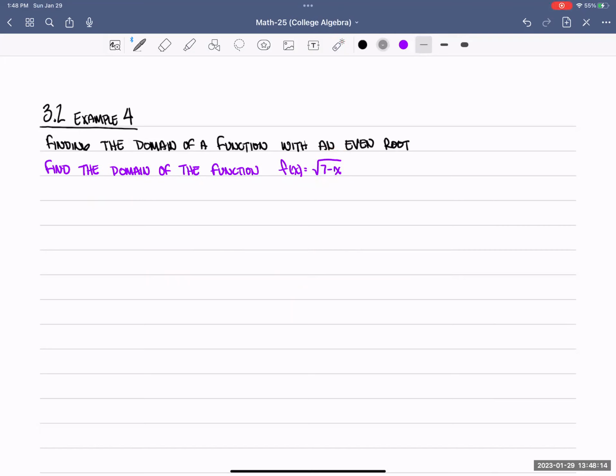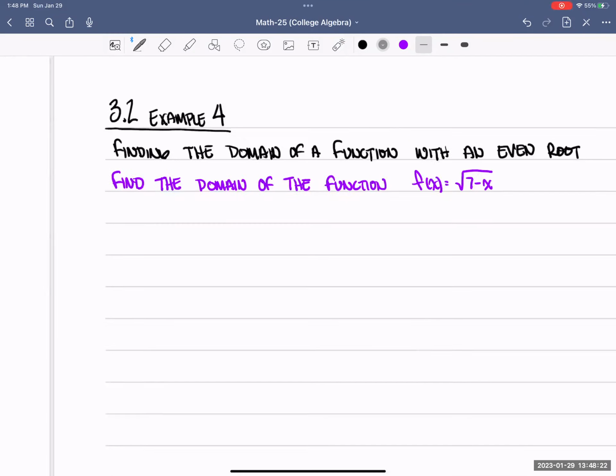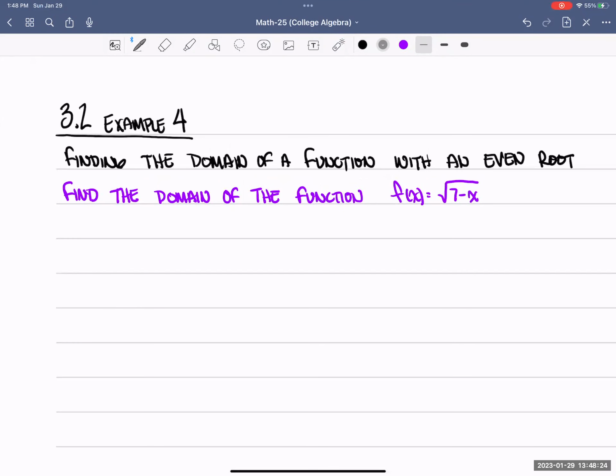Remember, 0 squared is still going to give us a value. So 0 times 0 is going to give us 0. So it's okay to have zeros in that radical. So from here, we say that any number 7 minus x should be greater than or equal to 0. And we could subtract 7 from both sides. We're going to get x by itself.